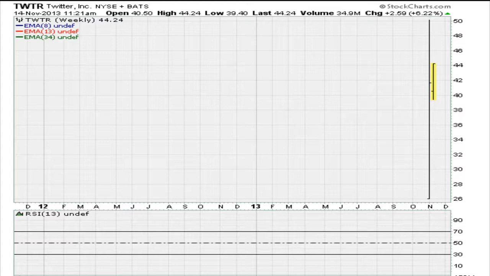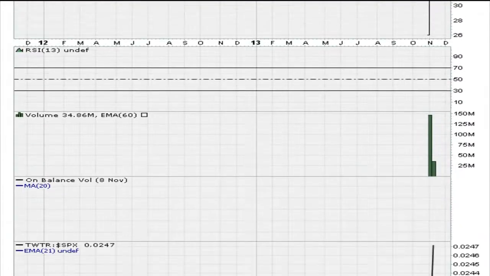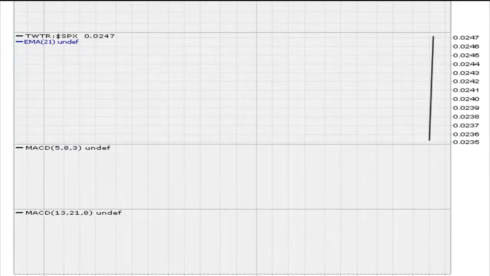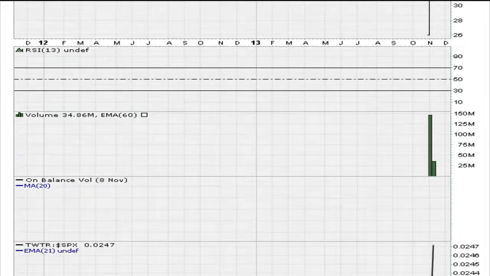This video discusses how we can use technical analysis to trade an IPO. Let's take a look at Twitter here. The stock has been trading for about 2 weeks, actually the second week of trading. And you can see on the weekly charts, which we use to determine our entry point, there's not enough data to generate any of the indicators that we use.